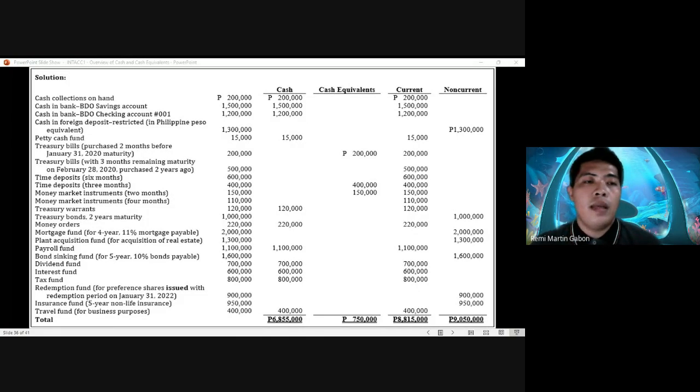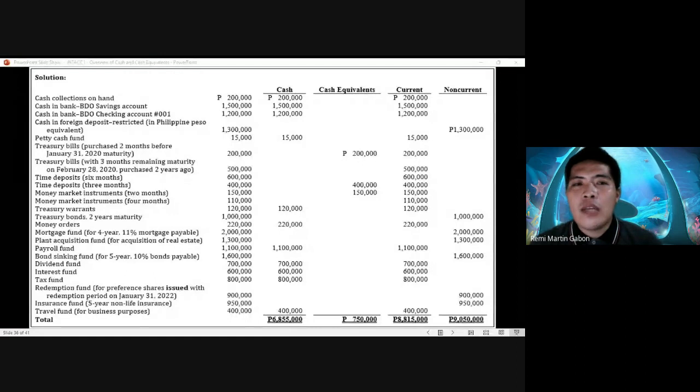Automatic. Mortgage fund. Yeah, si mortgage fund is a cash fund. But because restricted siya, kasi nga, it is related sa 11% mortgage payable na 4 years. Okay? So automatic part of non-current assets.